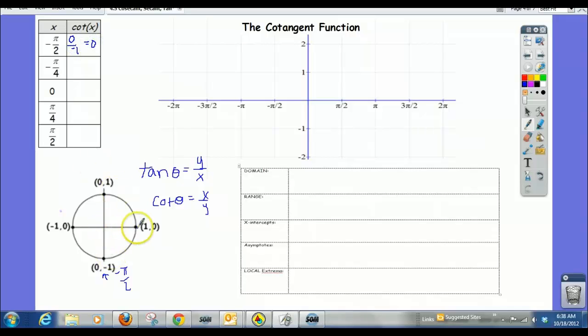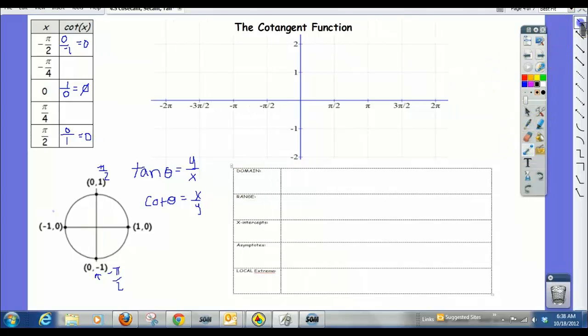And if we go to 0, right, x over y is 1 over 0, which is undefined. And at pi over 2, cotangent is x over y, which is 0 over 1, which is 0. And if I rotate pi over 4, that brings me here.